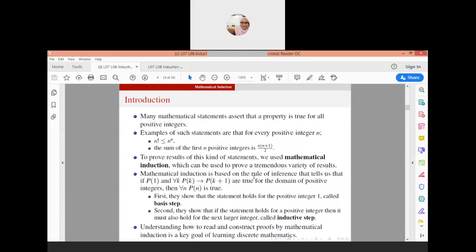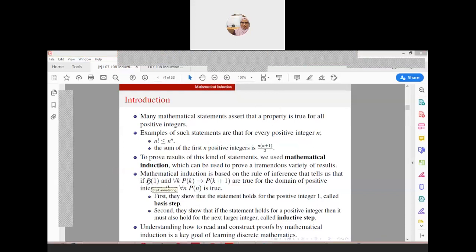Mathematical induction is based on a rule of inference that tells us that P(1) and for all k, P(k) implies P(k+1), are also true. So for mathematical induction, the important thing is we have to prove the initial point, which is the basis step, P(1). Then we have to prove another thing: P(k) implies P(k+1) is also true for the domain of positive integers. Then for all n, P(n) is true.